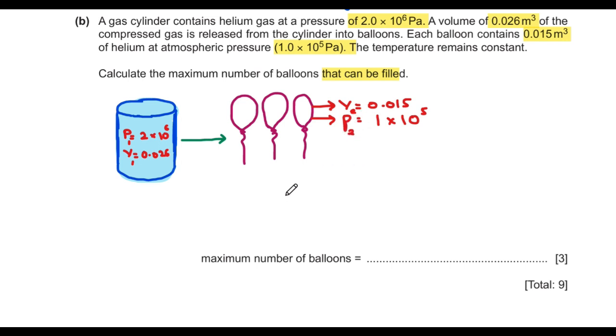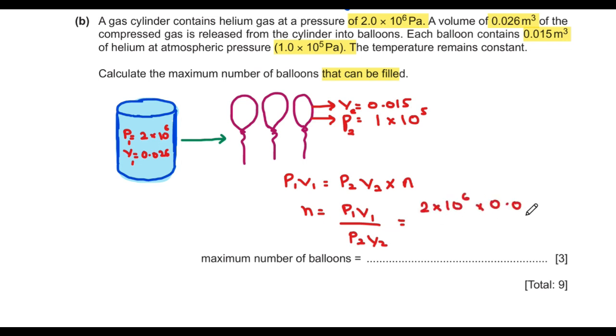I can use Boyle's law over here, which says that P1V1 is equal to P2V2. I'm multiplying it by n, which will represent the number of balloons that we can fill. So to get the n, I'll rearrange the equation. P1 is 2 × 10^6. V1 is 0.026. P2 is 1 × 10^5, and V2 is 0.015. Solving this in your calculator will give you 34.6 balloons, which is nearly equal to 35 balloons.